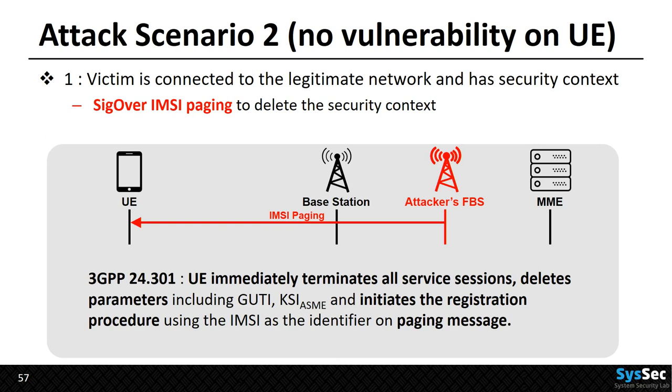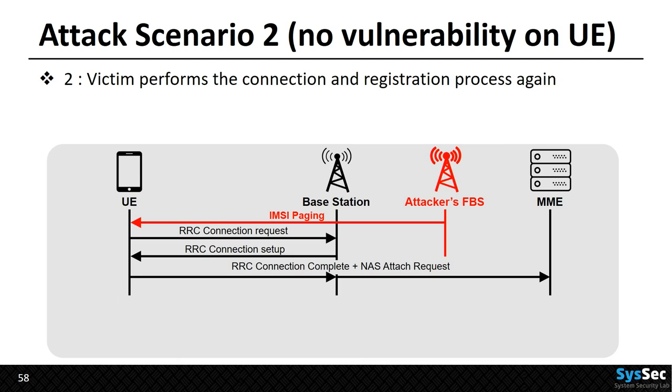To do this, the attacker injects an IMSI paging message. According to the 3GPP specification, when the UE receives the IMSI paging message, it should immediately terminate all service sessions and delete parameters including the security key. So, by injecting the IMSI paging message, the attacker can delete the security context of the victim. After the UE terminates the existing connection, it starts over the attach procedure with the base station.